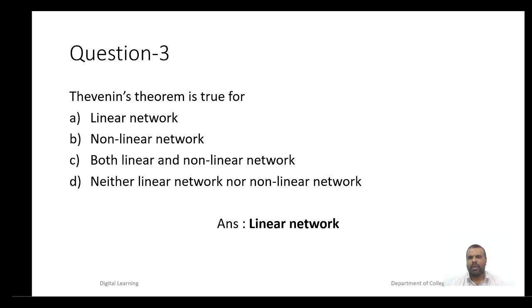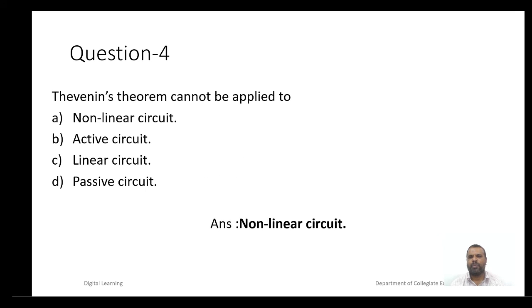Question number 3. Thevenin's theorem is true for. The options are A, linear network, B, non-linear network, C, both linear and non-linear network, D, neither linear network nor non-linear network. The correct answer is linear network. Question number 4. Thevenin's theorem cannot be applied to. The options are A, non-linear circuit, B, active circuit, C, linear circuit, D, passive circuit. The correct answer is non-linear circuit.